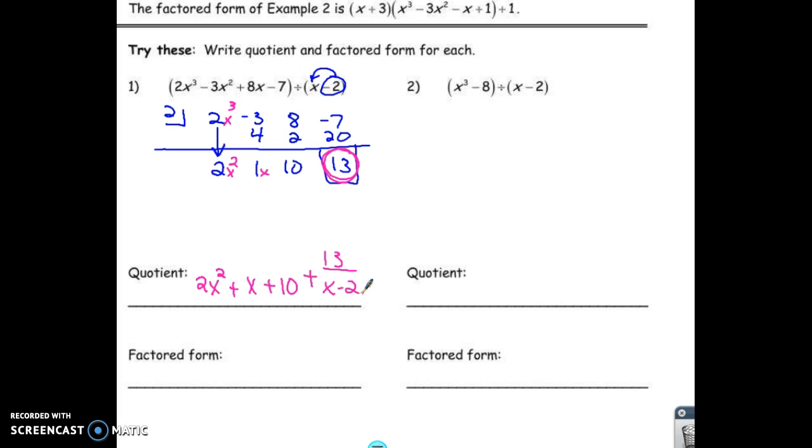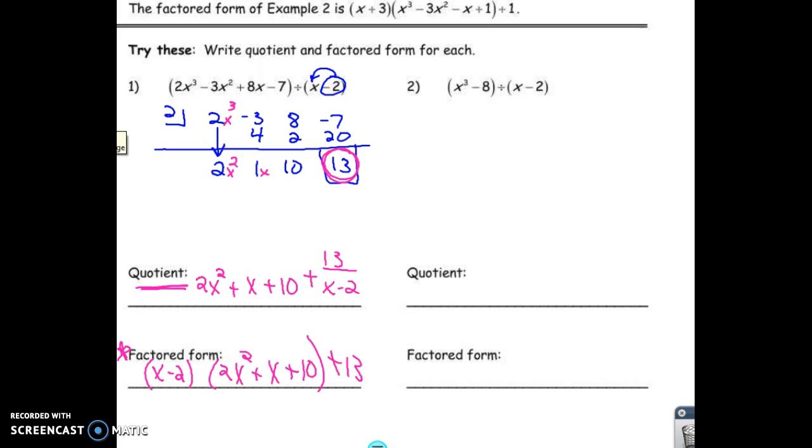Well, it's what we were dividing by, the x minus 2. Our quotient, which happens to be 2x squared plus x plus 10. And now you just add on the 13 at the end. So make sure you know the difference between the quotient and the factored form. Let's do the next one.